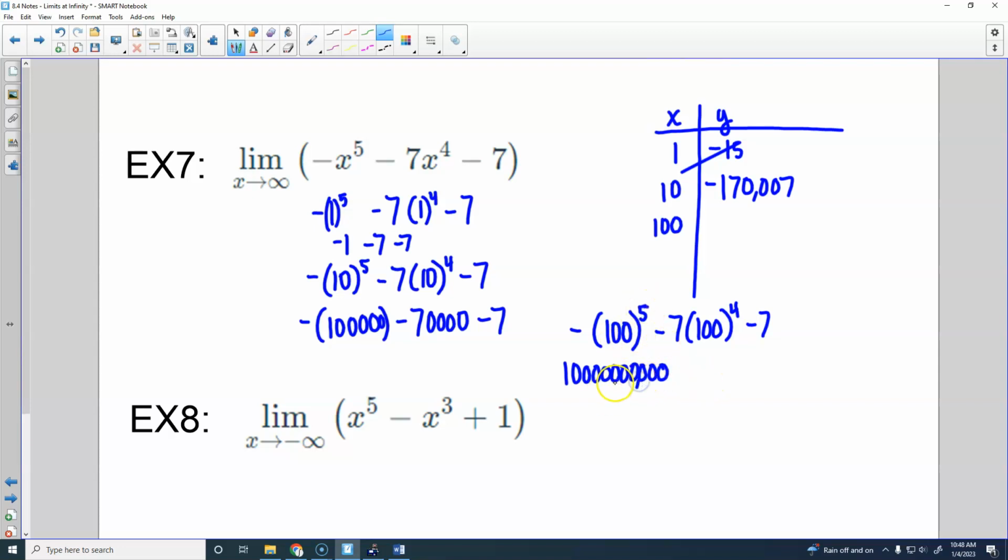So I'll put some commas in here. How many zeros are you going to have for the 100 to the 4th? 8. And then you got that little negative 7 over there on the end. All right, so if I put that together, negative, oh yeah, I need a negative right there, I got negative 10,700,000,007.